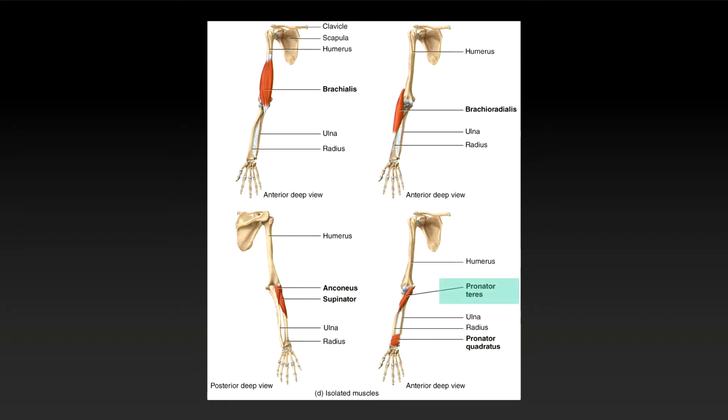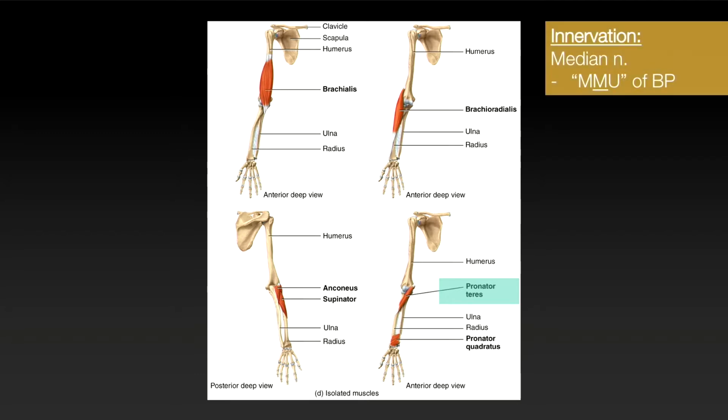And the first of those is pronator teres. Pronator teres. As its name would suggest, it pronates the forearm. How does it do that? We'll get a better sense of that when we look at origin and insertion.